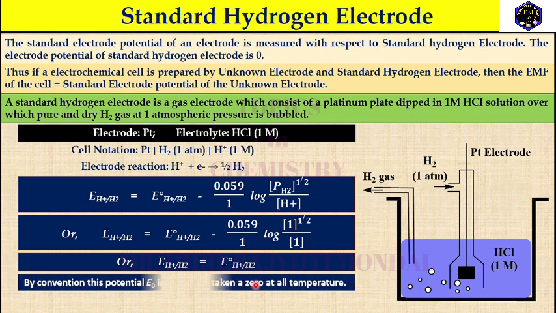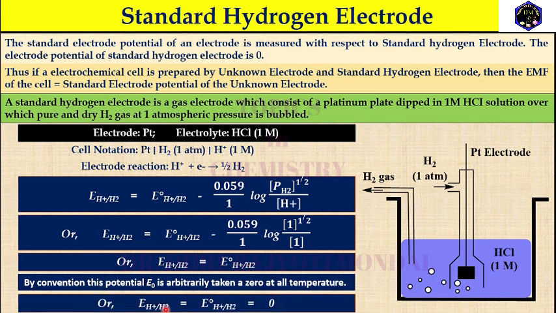Therefore, as already mentioned, by convention this electrode potential E0 is arbitrarily taken as 0 at all temperatures. That means E0 of H plus/H2 is equal to 0. So we can write E of H plus/H2 is equal to E0 of H plus/H2 is equal to 0. Therefore, this electrode potential is equal to the standard electrode potential of the hydrogen electrode, that is equal to 0.